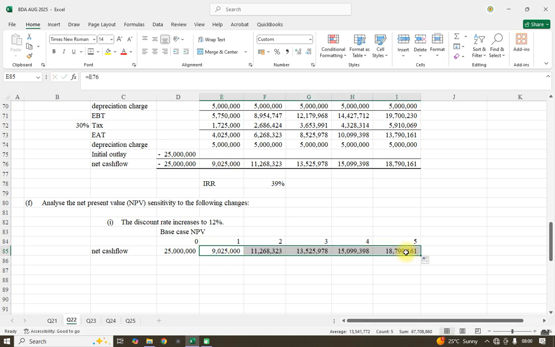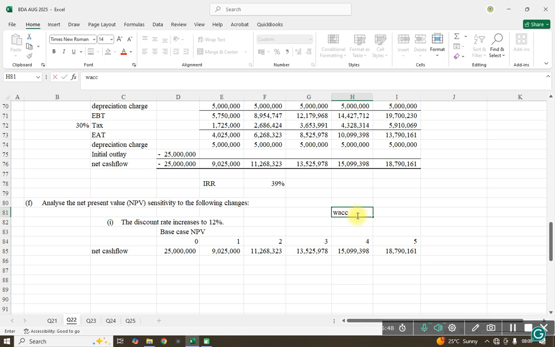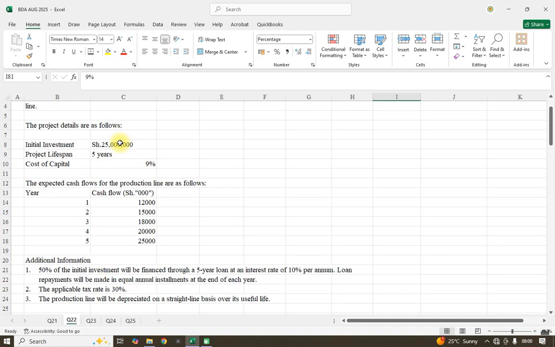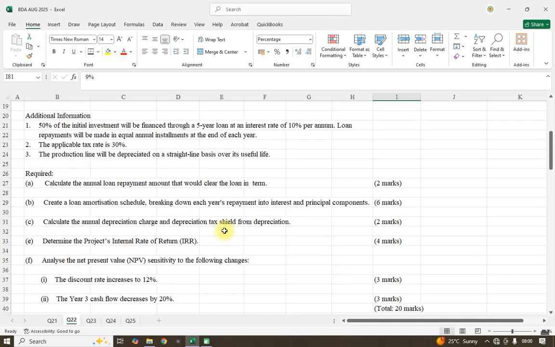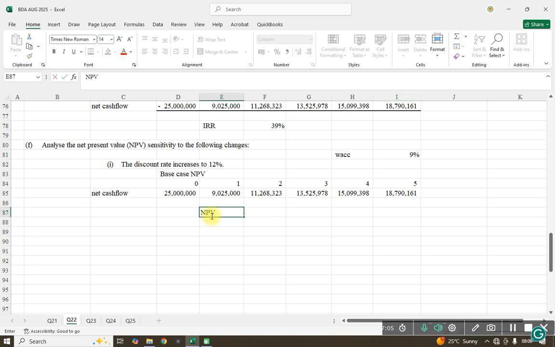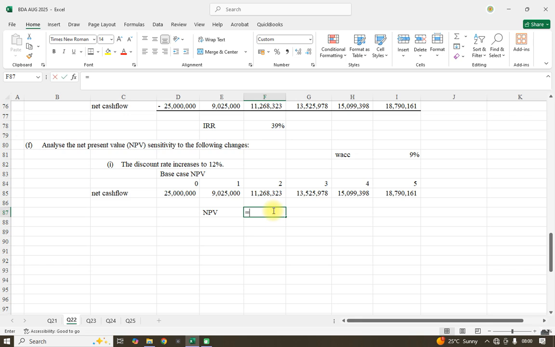cash flow there. So that means our NPV at the current WACC is 9%. The cost of capital currently is 9%. That's what we want to use to calculate the base. So here our NPV, this is a base case.